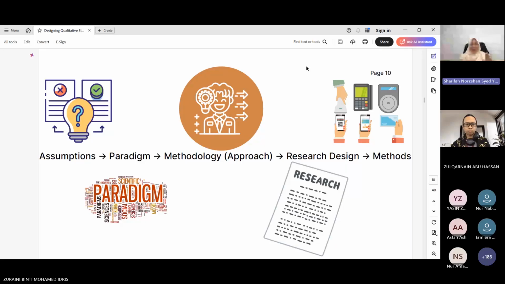Basically, in every methodology chapter, you need to start with the assumptions and paradigm, then you go into your approach, methodology, and your research design, which then leads to your methods. There's a difference between each and every one of these. Why do I have to start with assumptions? Next slide.